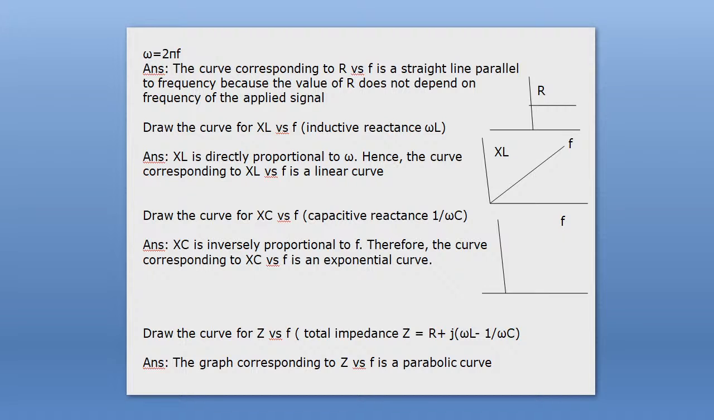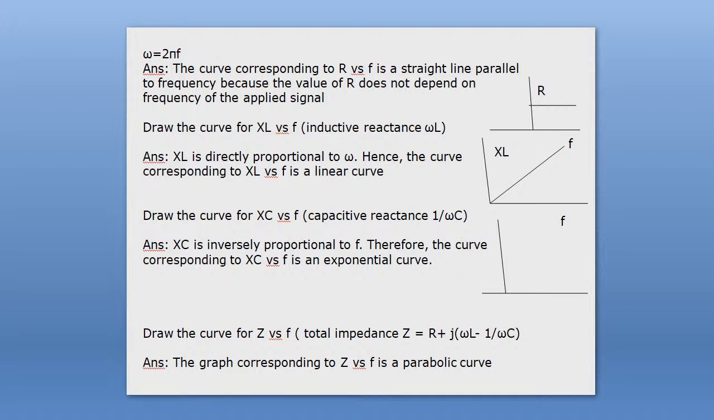And for impedance, you will get a parabolic curve. At resonant frequency, when f equals f_r, Z equals R, the minimum impedance. On either side of the minimum, the impedance value is higher compared to R. So therefore, you will get a parabolic curve.